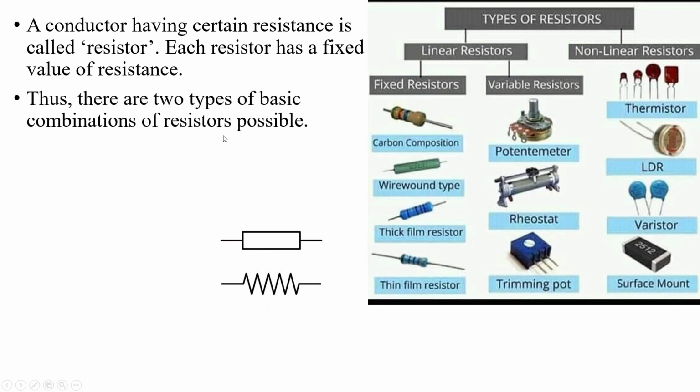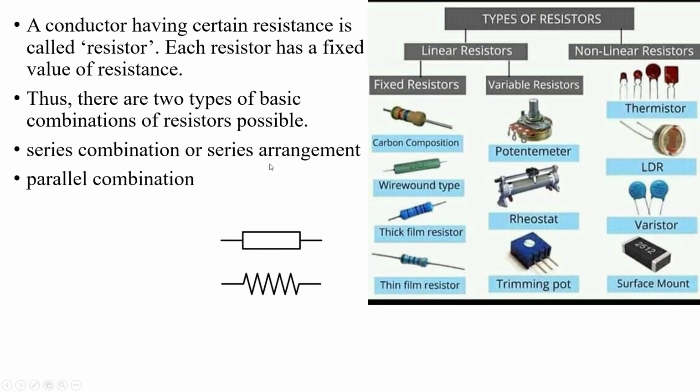There are two basic types of combination of resistors: series combination, or series arrangement, and parallel combination. Like I told you before, circuit combinations are of two types, series and parallel. In the same way, resistors can be combined in two different ways, series and parallel. And definitely this combination of resistors will have an effect on the voltage, resistance and current.